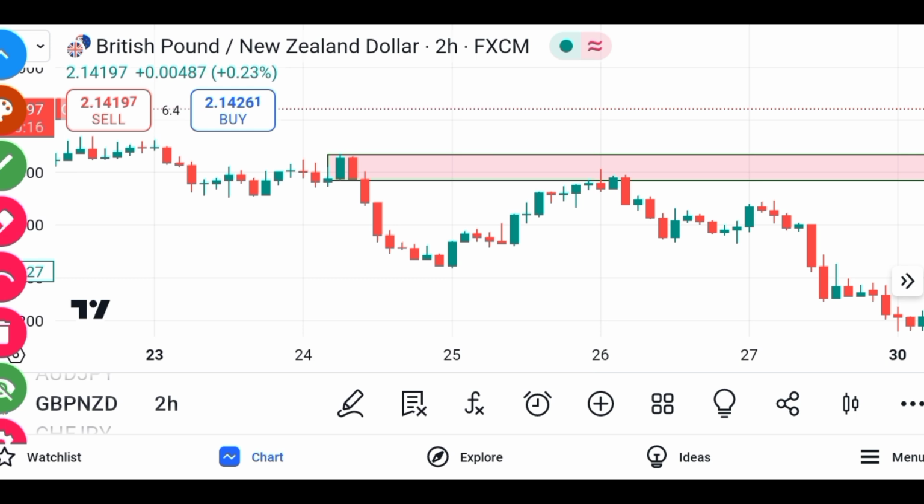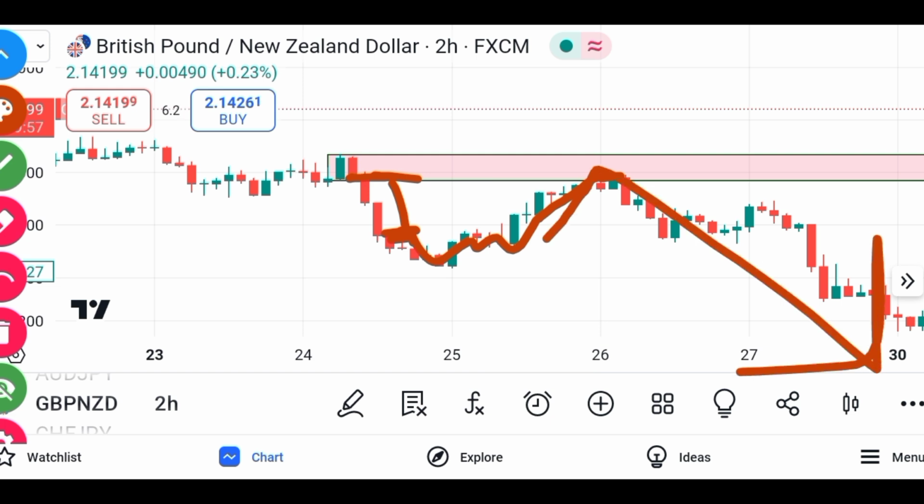So we look from this portion to this portion. There was no proper mitigation between this portion and this portion. You notice that the market came back to mitigate it. The market has to come back to mitigate it before going down.